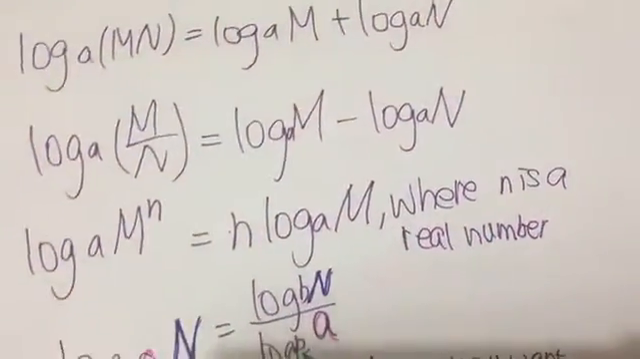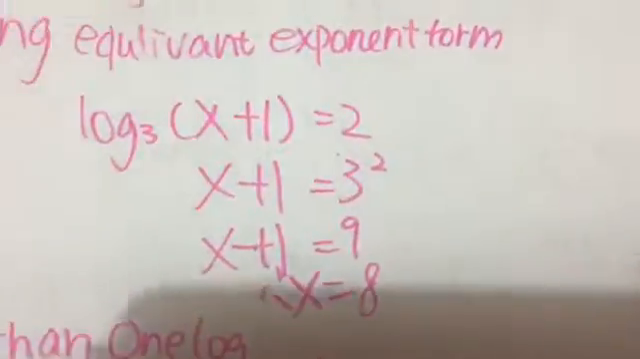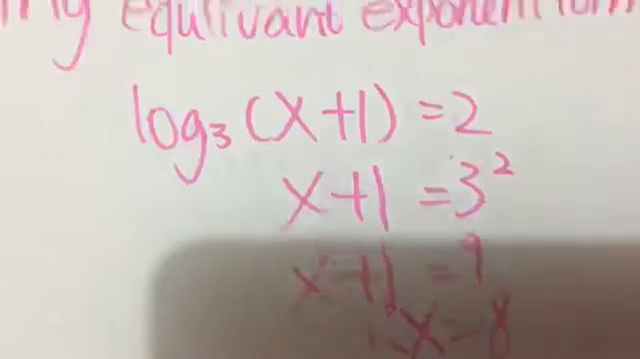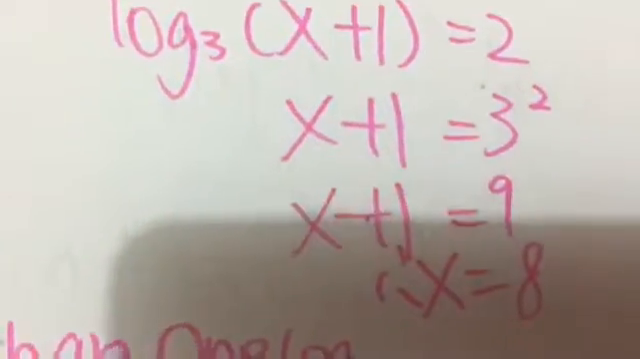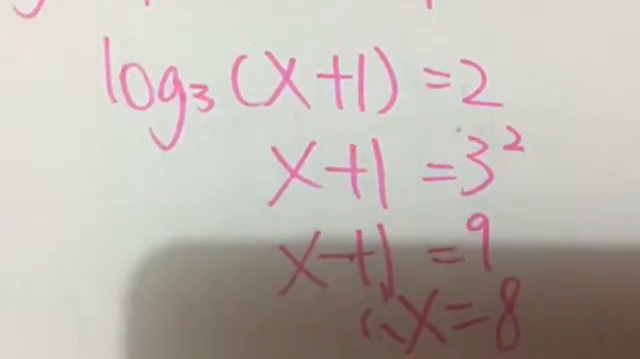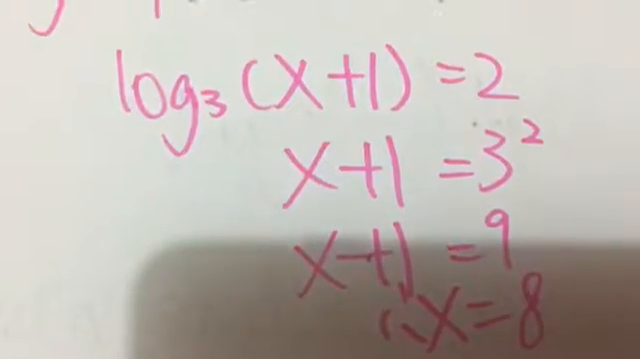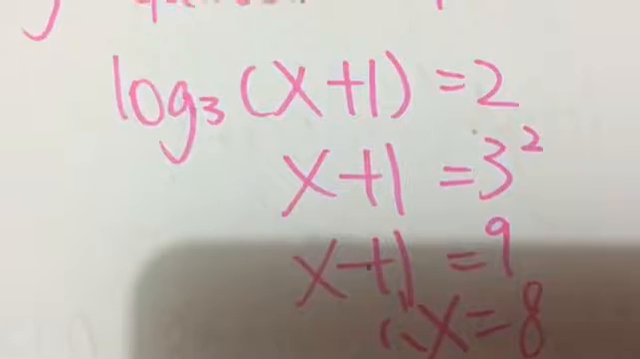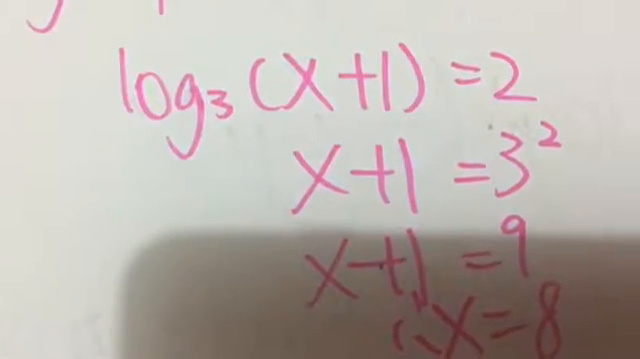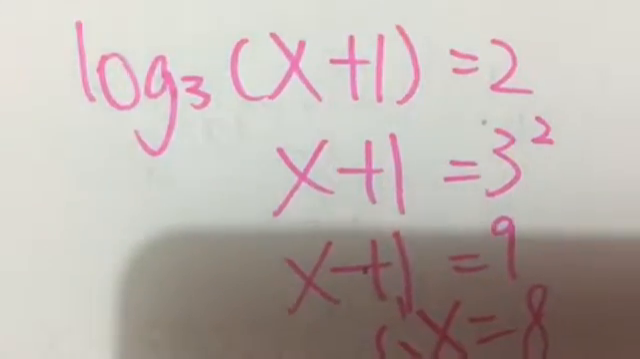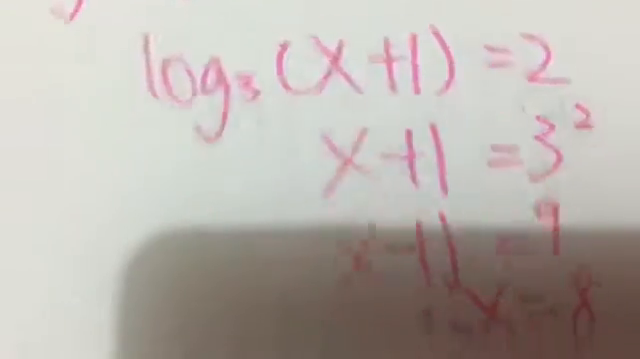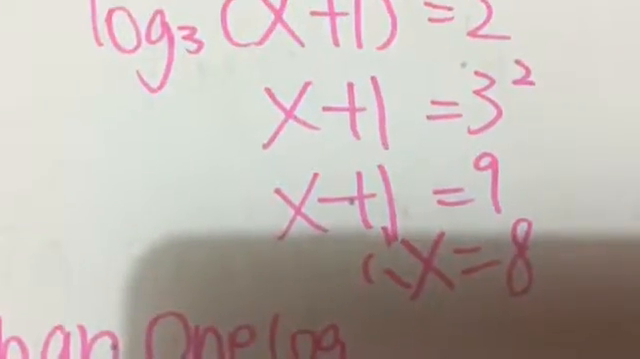Now I want to show you some skills for solving logarithmic equations. So when there's only one log, you must first rewrite it in the equivalent exponent form to get rid of the log. So in this question, you can write this as 3 to the power of 2, because the base is 3, then the power is the answer. So easily you can get the answer.